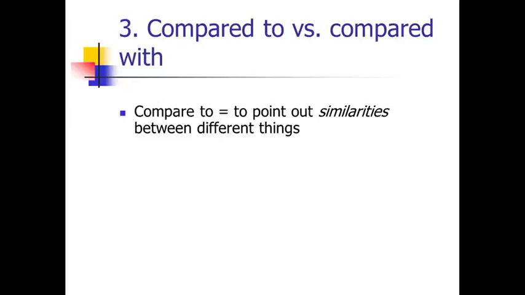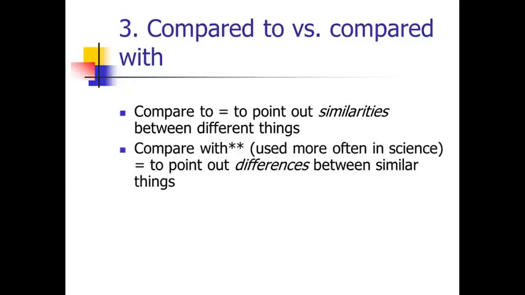The classic example is, shall I compare thee to a summer's day? So you're comparing a person to a summer's day. Those are things that are very different, and you're trying to find something similar between them. So again, usually only used for metaphors. In the sciences, we almost always want to use compared with. Compare with means that you're pointing out differences between similar things, which is usually what we're doing in the sciences, right? We have two groups of mice. We want to point out what's different between the two groups. So you're probably almost always going to use compared with.